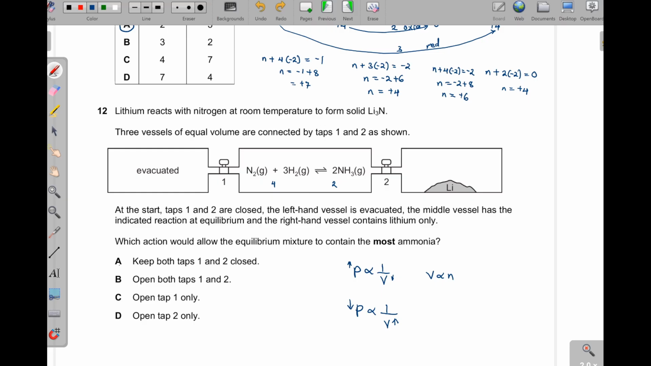Okay, so tap 1 open, it is here, so I will cross this one. Tap 1 open, I will cross it. We'll go to tap 2.